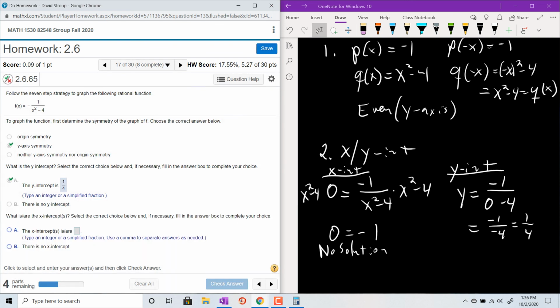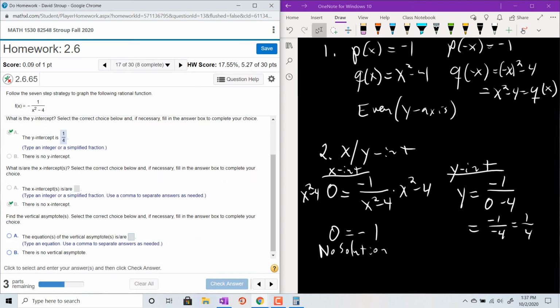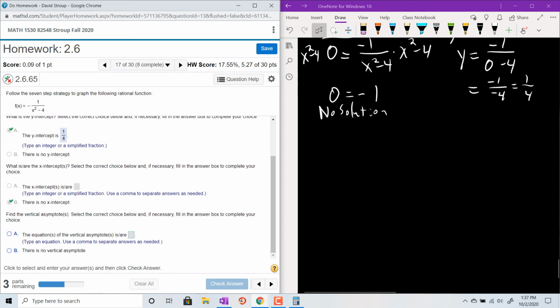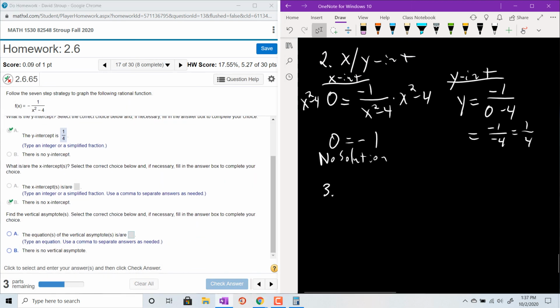The x-intercept, there is no x-intercept, we just figured that out. Okay. And then I think we want vertical and horizontal asymptotes. Okay, so it looks like they want the vertical asymptotes next. So for the vertical asymptotes, that's where the denominator is going to equal 0. So you just take the denominator of the expression, set it equal to 0.